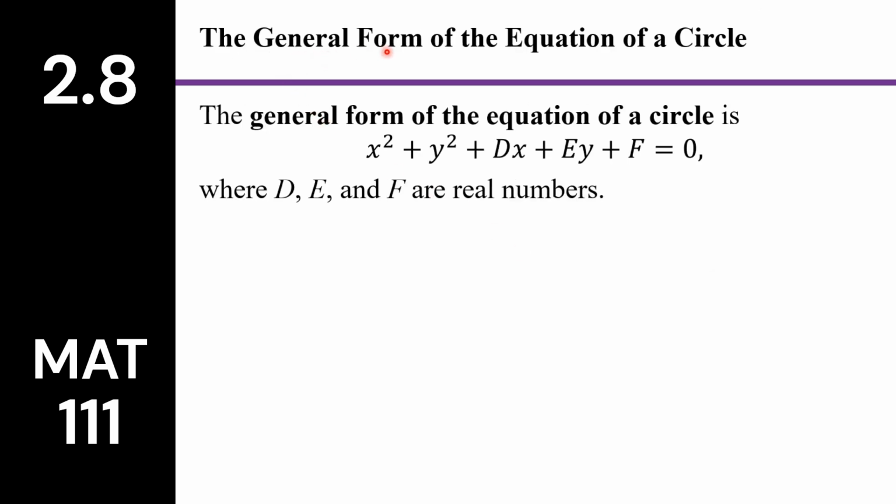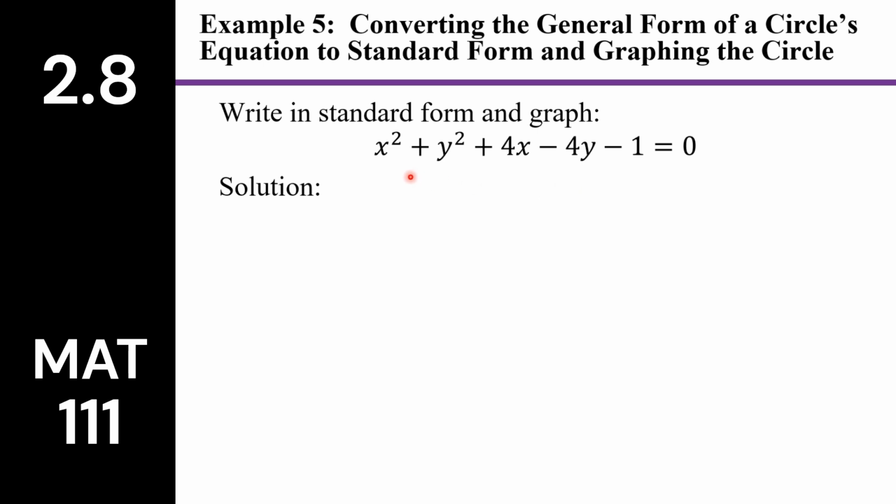Now we'll look at general form. General form is when everything's multiplied out, so you just have a lot of individual terms. X squared and y squared will have coefficients of 1 when it's a circle. The other coefficients of x and y can be any real numbers, and there will be a constant which could be any real number.